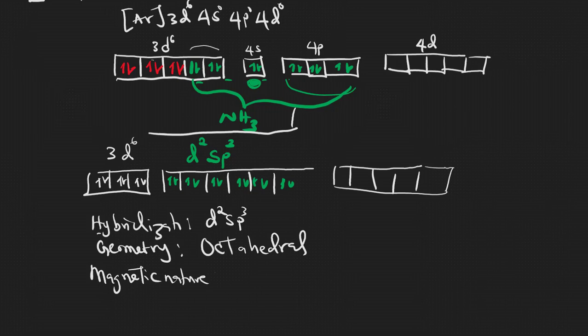So check it. Is there any unpaired electron? This one, there is no unpaired electron. Therefore, it's going to be diamagnetic. Because paramagnetic is unpaired electrons, but here all the electrons are paired. Therefore, it is diamagnetic.